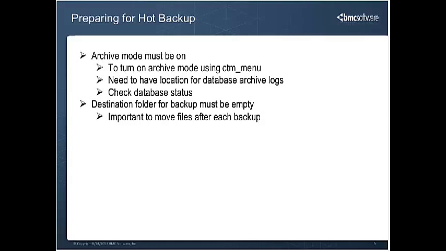Then we're going to talk about the destination folder for the backup, which must be empty. So there's an archive log directory that we're going to need to provide. There's also a backup directory location that we're going to need to provide. This again needs to be empty. And I'm going to stress this a couple times. This backup directory needs to be empty every time you cut the hot backup. It does not write over the old backup. If it sees that there are files in this location, it's going to fail. It's going to stop and tell you that there's something in the directory.